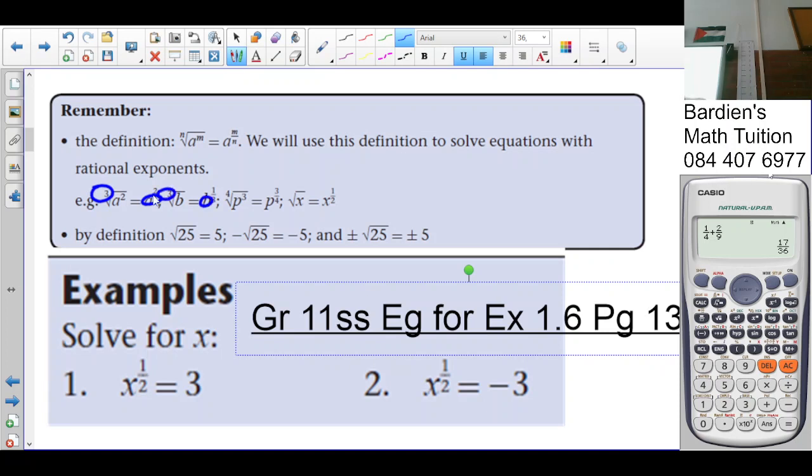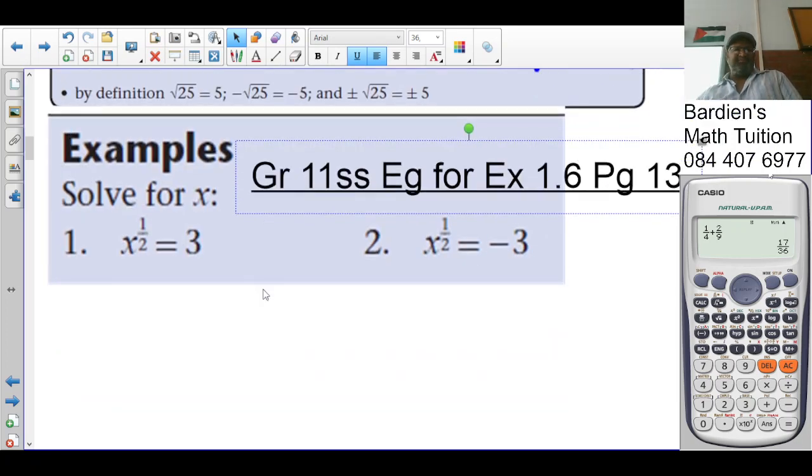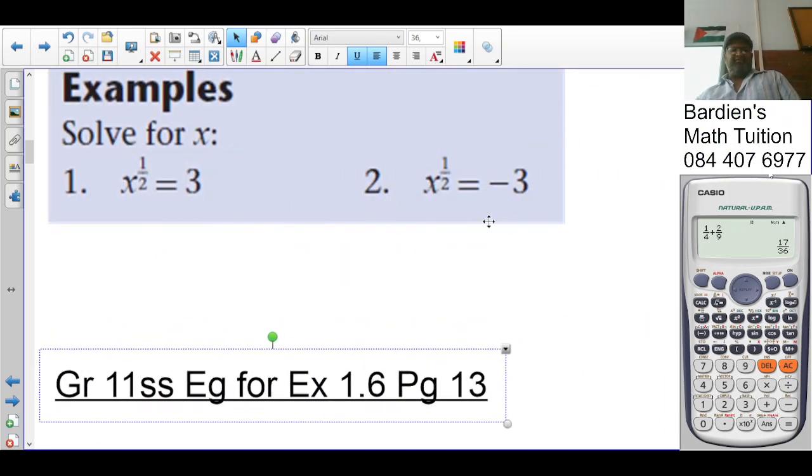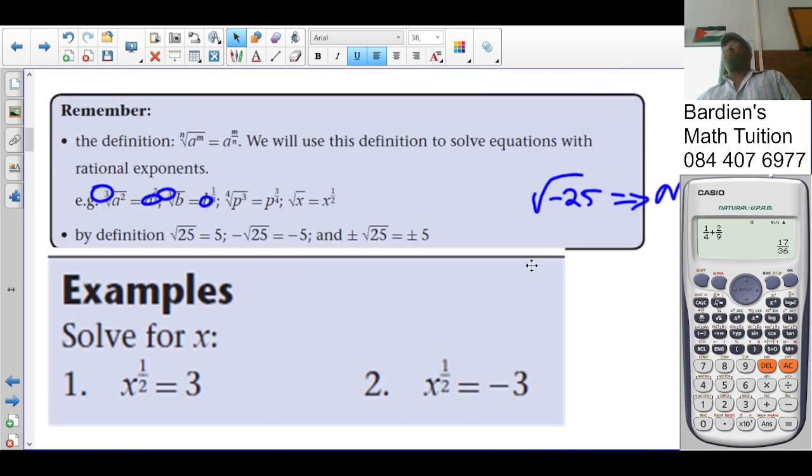Okay, by definition, we also know that the square root of 25 is 5. Negative square root of 25 is negative 5. And plus minus the square root of 25 is plus minus 5. Also something to note at this point is the square root of negative 25 is non-real, or imaginary. At this point, you will just say it's non-real or it doesn't exist. When you go to university, and for those of you who do AP maths or advanced maths, you go to a whole chapter dealing with non-real stuff.